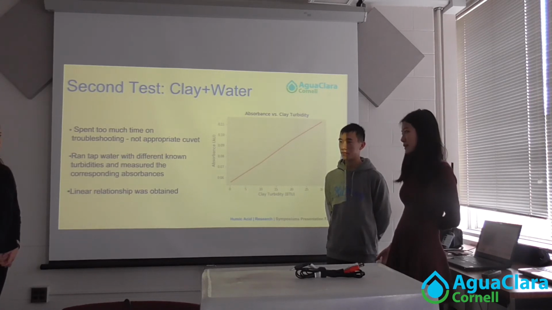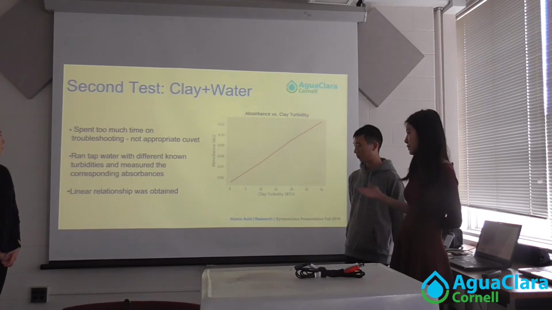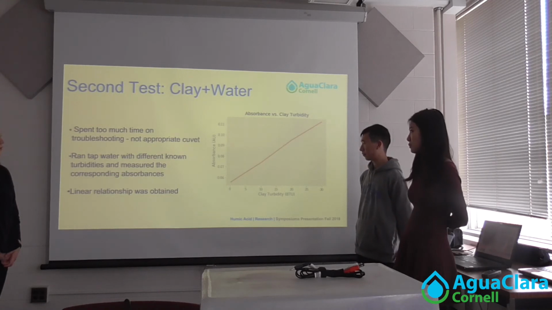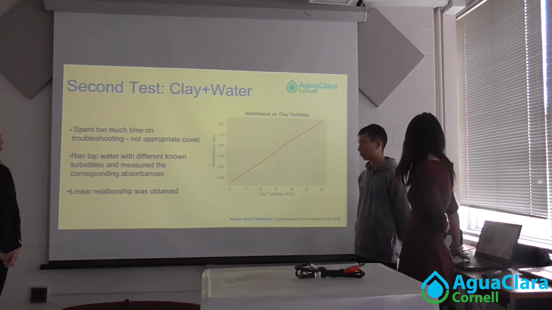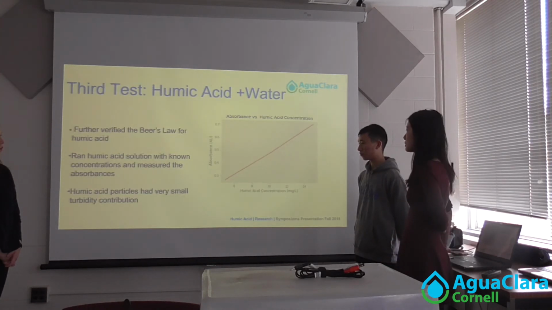So for the test, we basically ran the tap water through the spectrophotometer, and we measured the corresponding absorbances, and we plotted the data as a graph. You can see there's a linear relationship between the absorbances and the clay turbidity. That means in the future, if we know the clay turbidity, we could calculate the clay absorbances based on the linear relationship we developed from this graph. And that's a very good result for our future experiment.